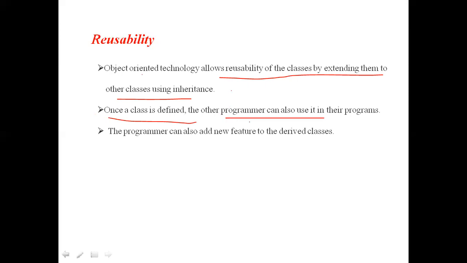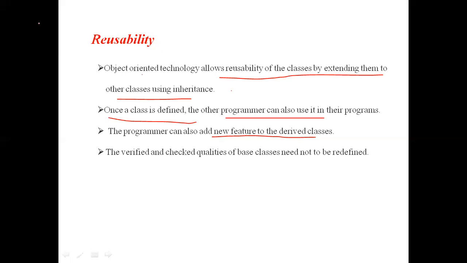If required, the programmer can add new features to the derived class. He will get the properties of the base class, and whenever you want, you can add new features to the derived class also. The verified and checked qualities of the base class, whatever variables or functions we have verified, need not be redefined in the derived class. Simply the derived class will use those qualities. Qualities are nothing but variables or functions already available in the base class, which need not be redefined in the derived class. It will use them.